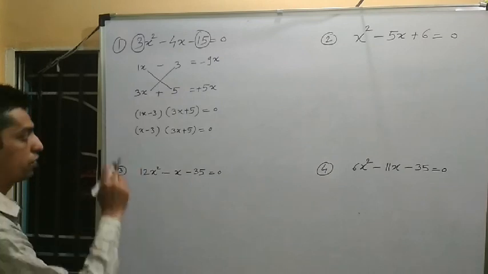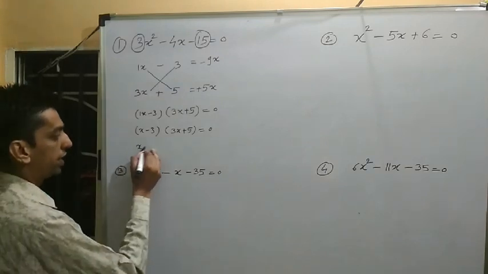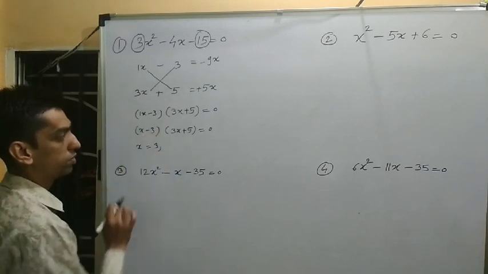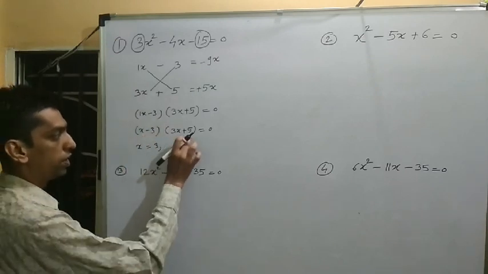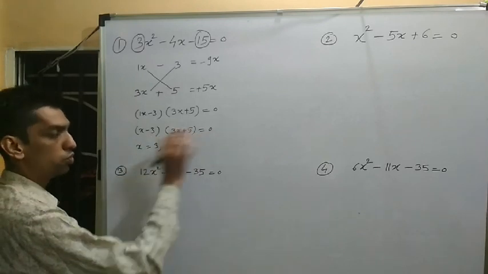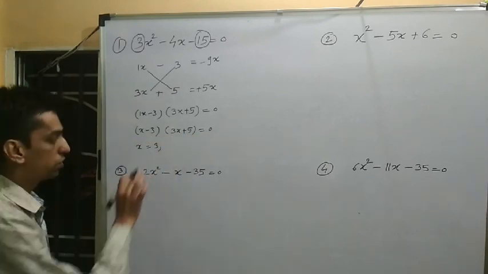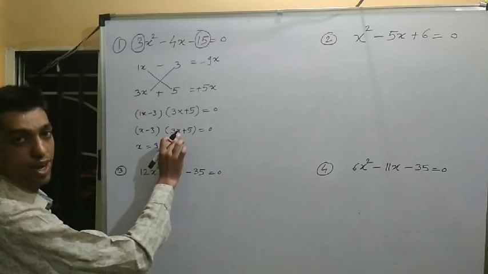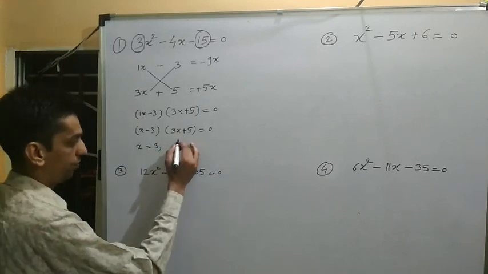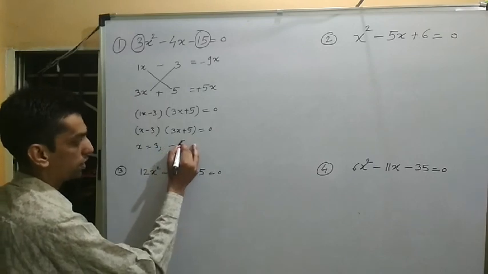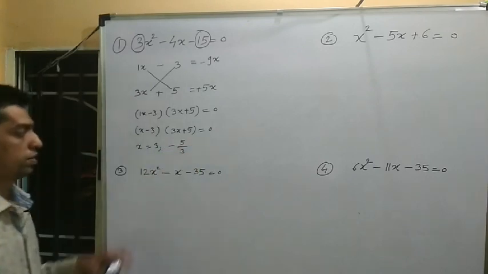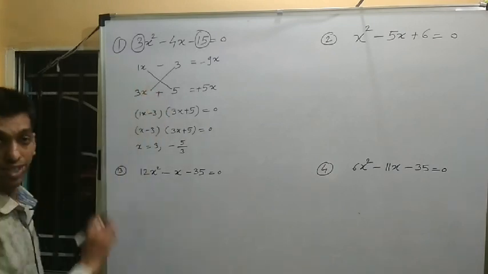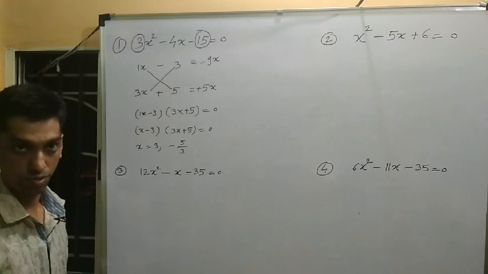If we solve this equation, after changing side this becomes plus 3, and from each term, after equating it to 0, we will get the values of x. From this term we will get x equal to 3, and from this term we will get x equal to minus 5 by 3. So the roots of x are 3 comma minus 5 by 3. In this way we can find its roots by using a shortcut method.